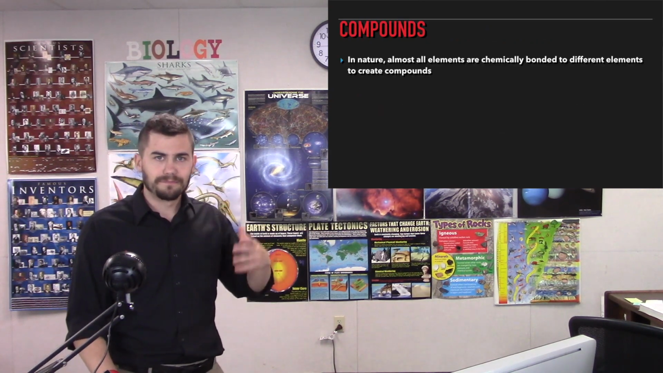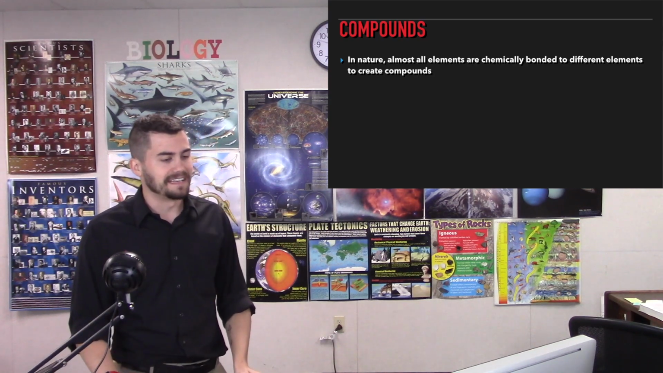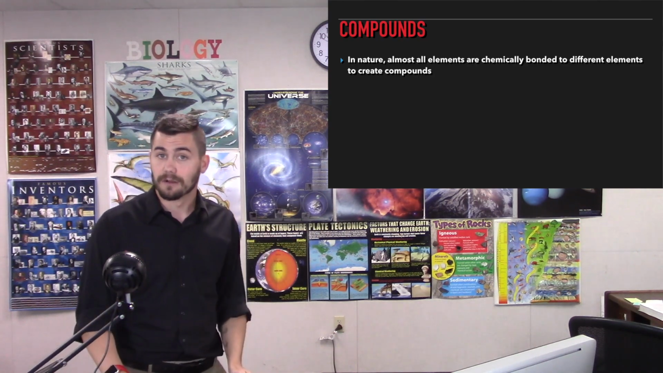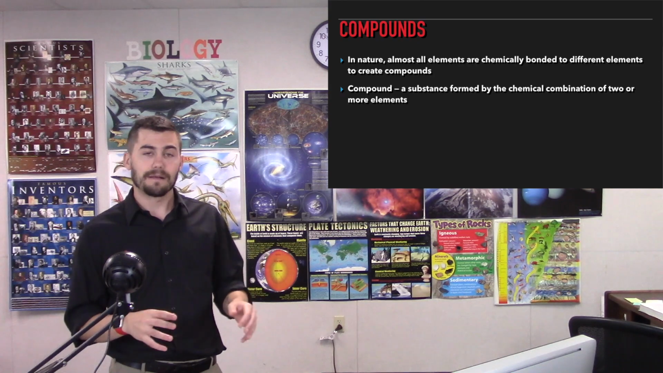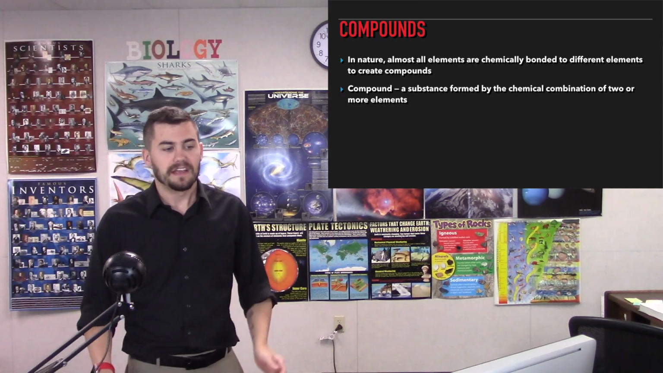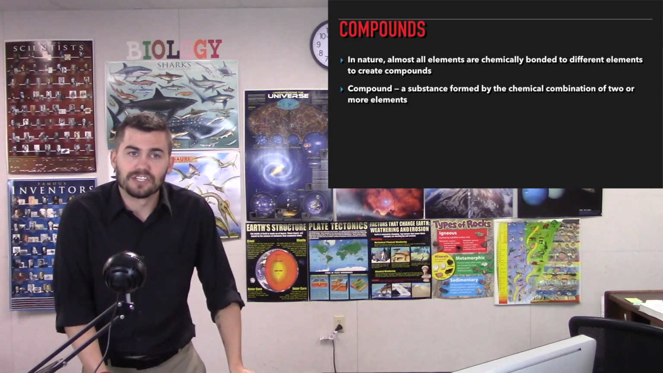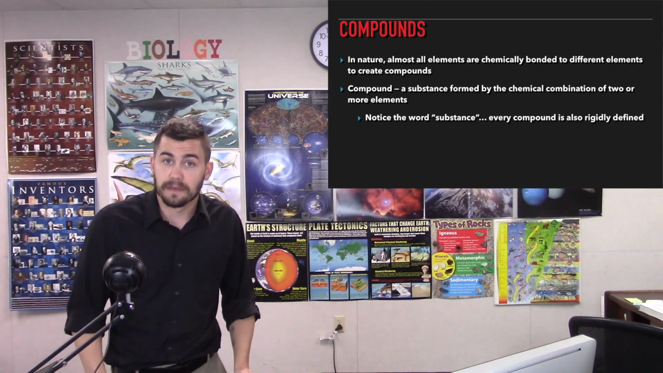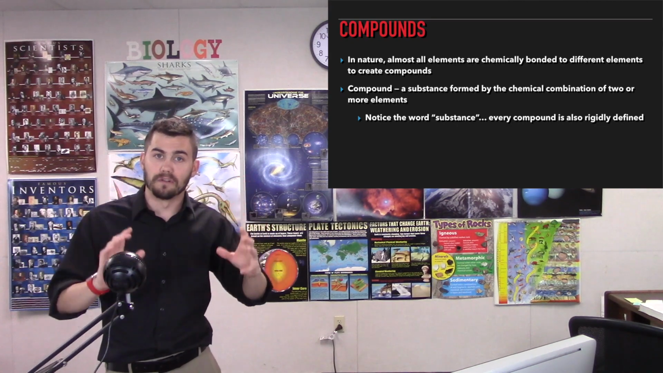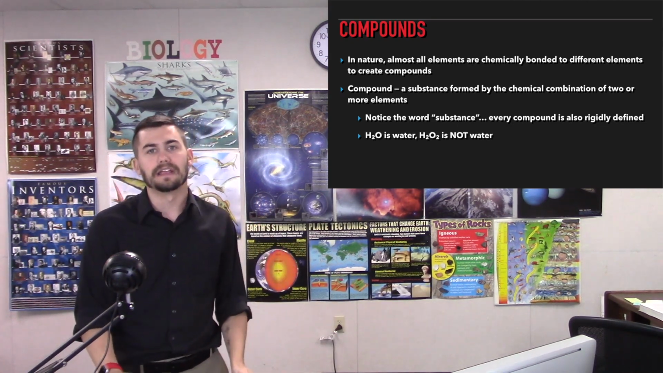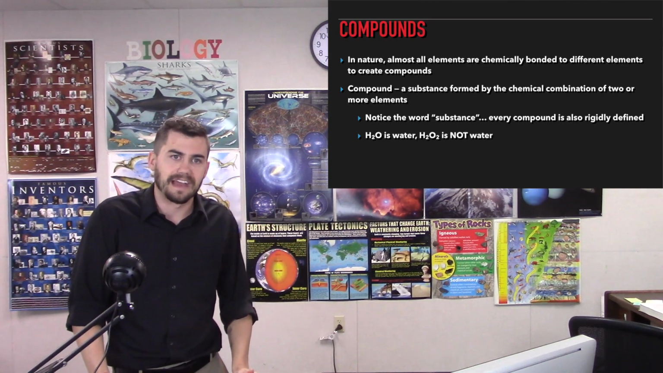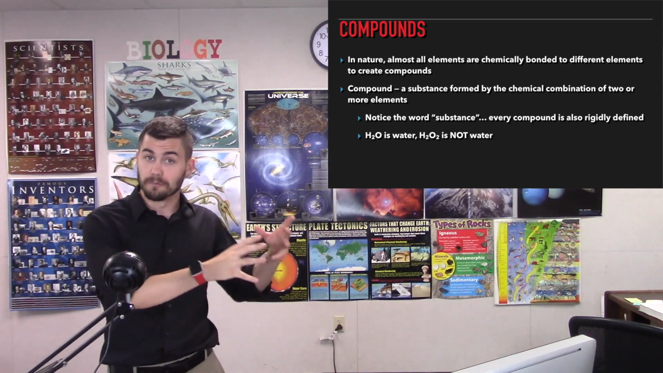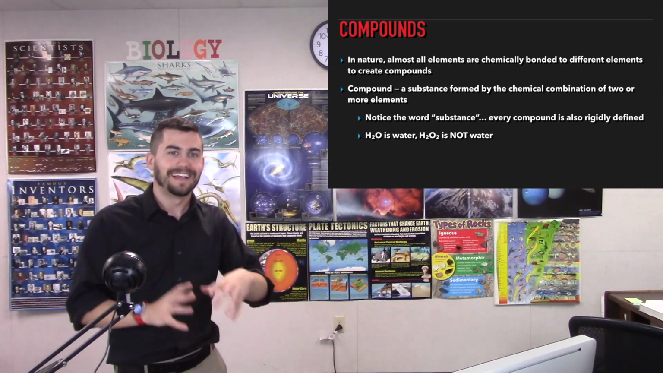So because we virtually never find any pure elements, we have to talk about compounds. So a compound is a substance formed by the chemical combination of 2 or more elements. Now, notice I said substance. Compounds are also rigidly defined. And I already sort of alluded to this in the previous slide. For example, H2O is water and only water.